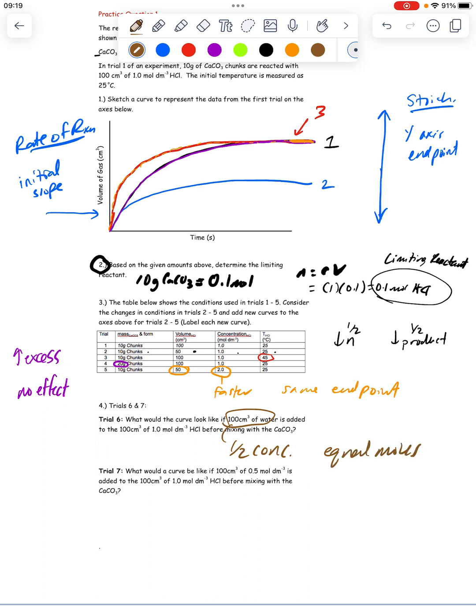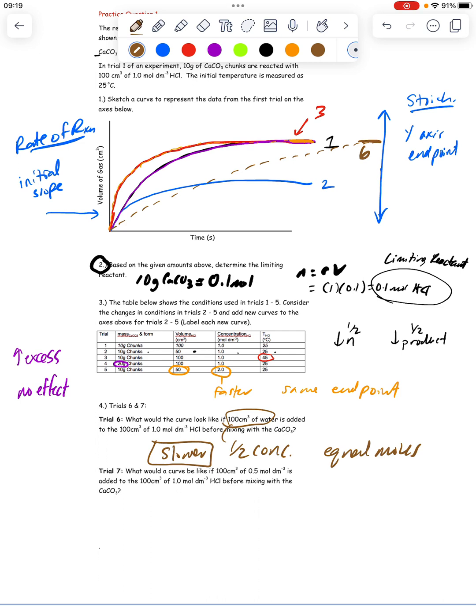So I think it will look kind of like the, well, sorry, no, it doesn't look like any of these. It would go up more slowly, but it should eventually reach the same height, maybe over here, okay? So this would be number 6, because we've halved the concentration, that's slower, but actually the moles are the same. All I've done is add water, and therefore it's going to be the same endpoint.